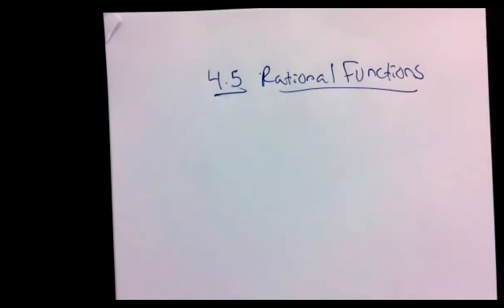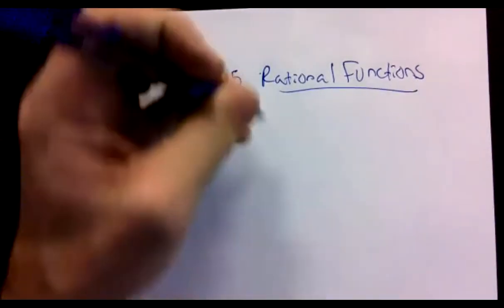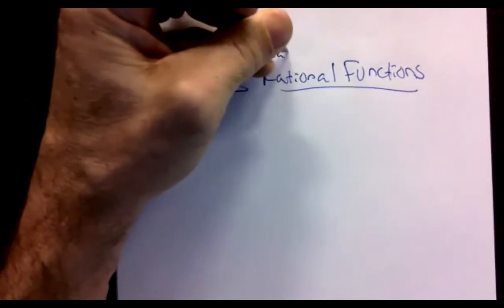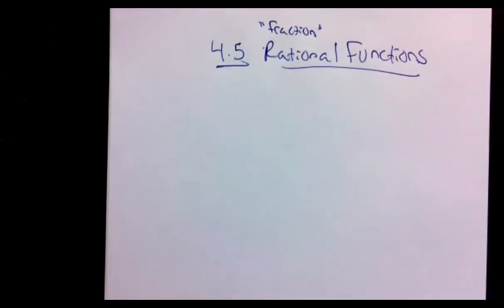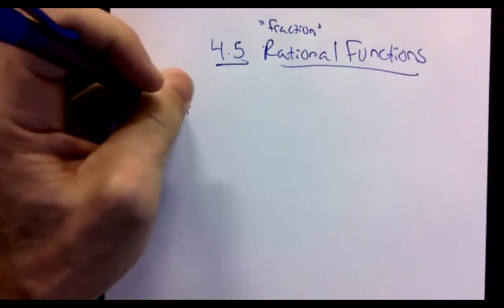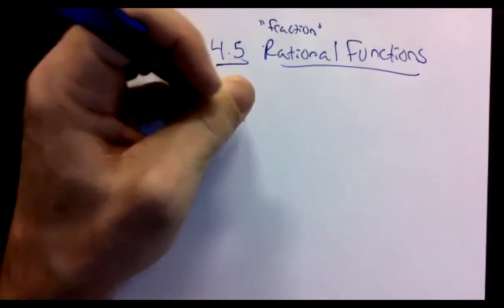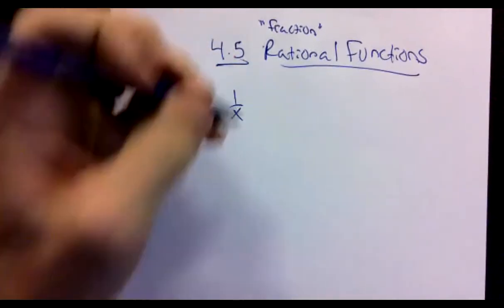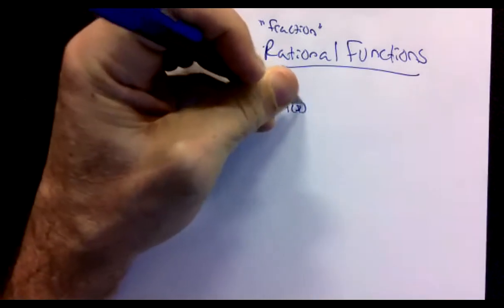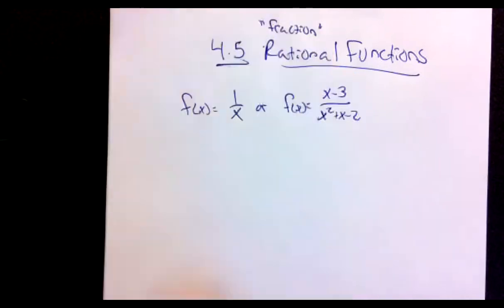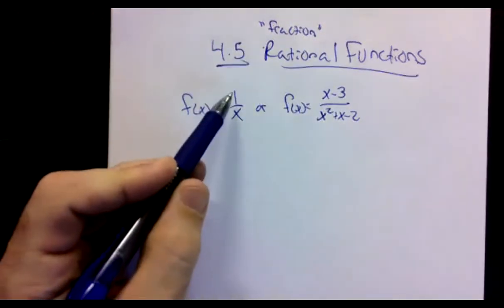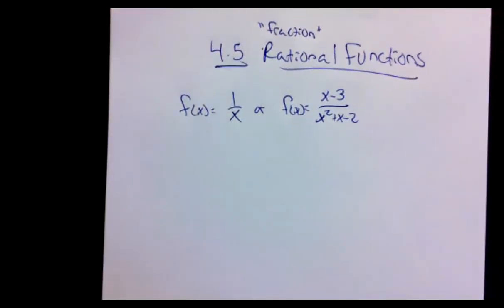All right, so again, 4.5 is all about rational functions, and rational basically just means fraction. You can kind of substitute those for each other. So 4.5 is all going to be about rational fraction functions. For example, f of x could equal 1 over x, or something like f of x equals x minus 3 over x squared plus x minus 2. Anyway, you get the idea. You're going to have a fraction, something on top, something on bottom.